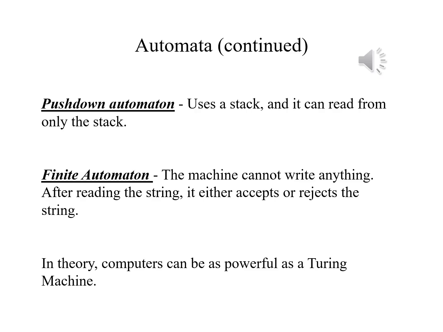A push-down automaton is a collection of states and a stack. It uses the stack, and the only thing it reads is what is on the stack. A finite automaton does not write anything at all. It is a collection of states, and as it reads a string, it will move from one state to another. If it ends up in a final state, it accepts the string. Otherwise, it rejects it. In theory, computers can be as powerful as Turing machines, capable of doing a very large number of different types of processes.